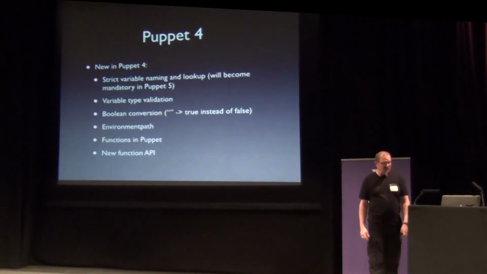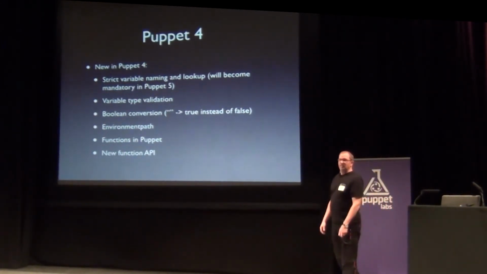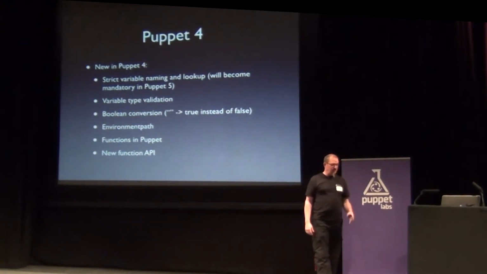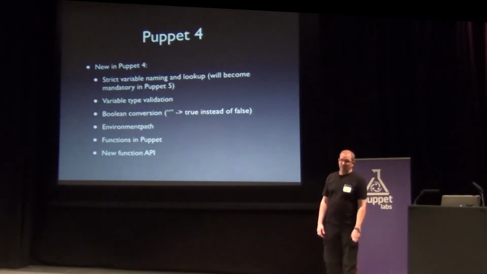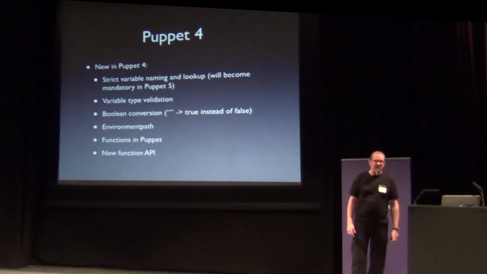But there's new stuff that it will bring. The first thing is strict variable naming and lookup, which means scoping. You are forced to use scoped variables only. Unluckily, this will be a deprecation warning in Puppet 4 only. It will be mandatory in Puppet 5, so maybe next year.